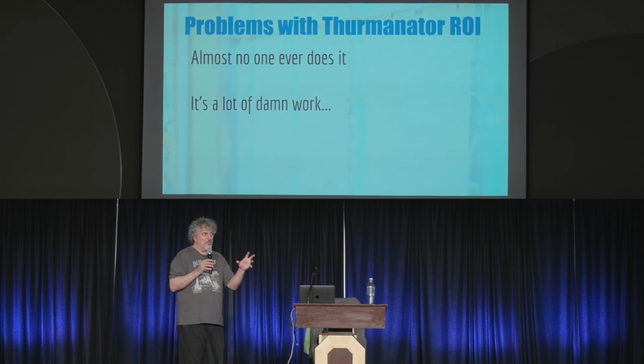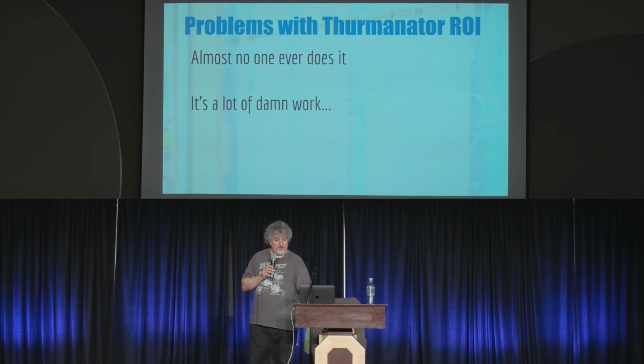So we have a project team that's focused on building some software for X amount of weeks or months, and they finish it, and then they move on to the next thing. And so who's left to do the Thurmanator ROI? It just kind of gets lost. And so it's very seldom something that ever happens. But I have other problems with it too that I want to talk about a bit later.